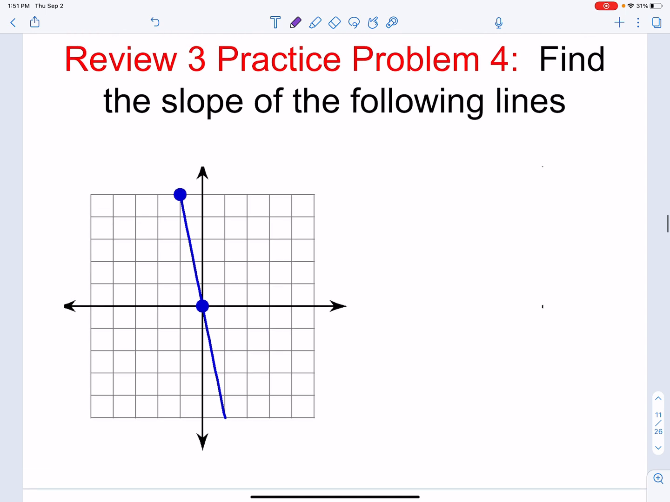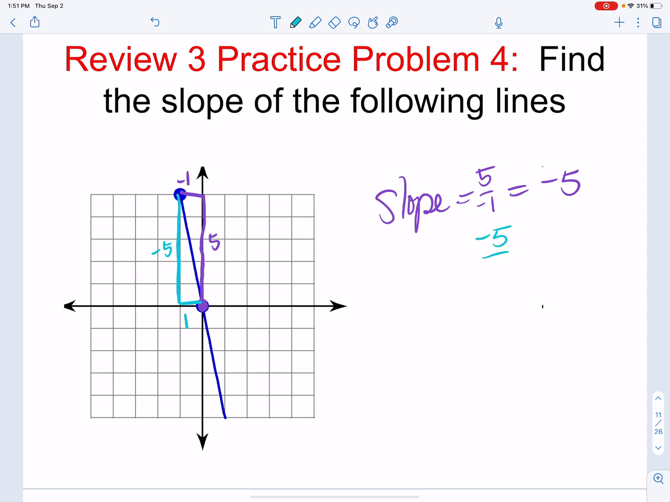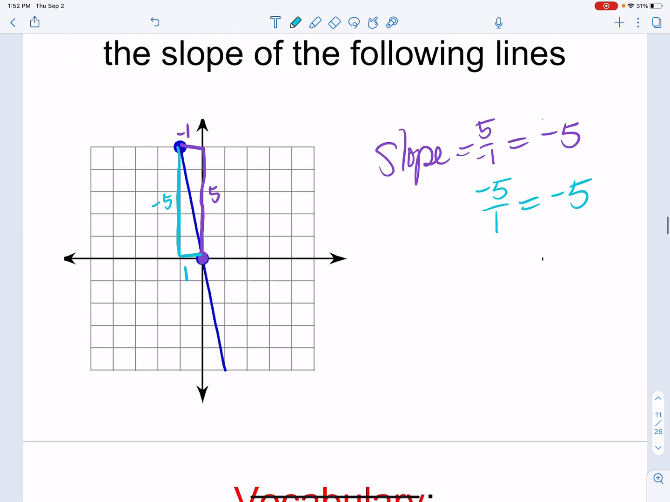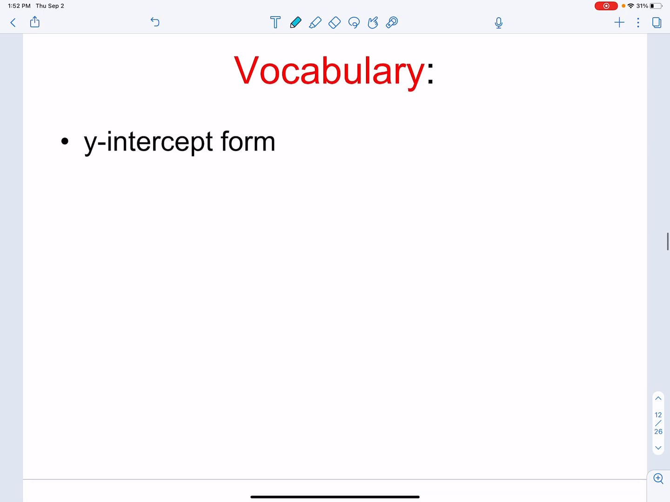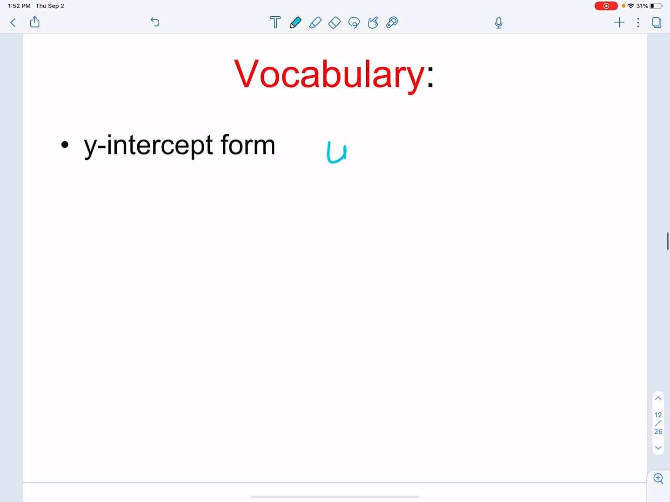Okay, so it says find the slope of the following line. So I'm starting here. I'm counting up 1, 2, 3, 4, 5, back 1. So my slope would be up 5, back 1. So that would be a negative 5. Or I could go the other direction and I could go down 5, forward 1. So that would be down 5, forward 1, which is still a negative 5. So it really doesn't matter how you count the slope of the line, you're still going to end up with the same final answer.